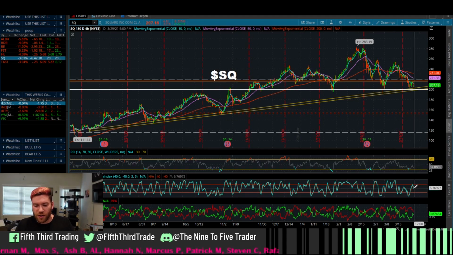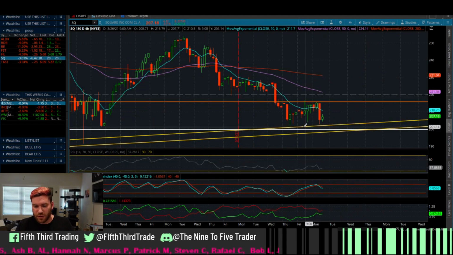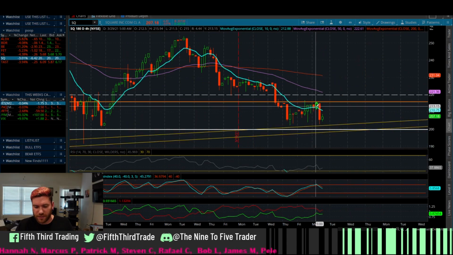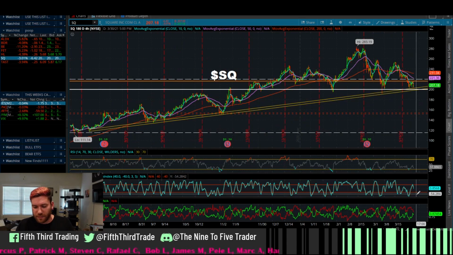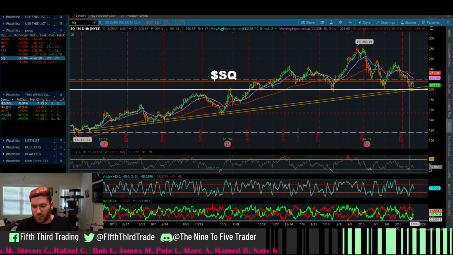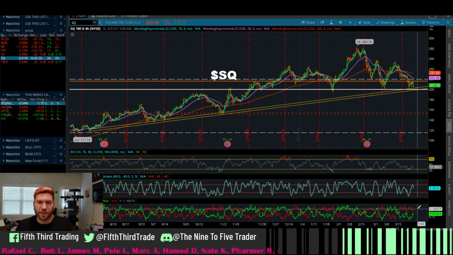RSI is low where you want it. Stochastic's pulling back. It did pump up really hard here when I was trying to go live, and then it tanked. So again, I think it may come down some tomorrow. And of course, Vortex before was fantastic, and now it's showing some life. That kind of makes sense too.